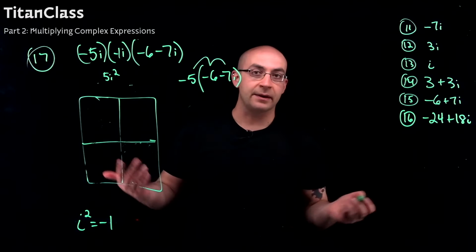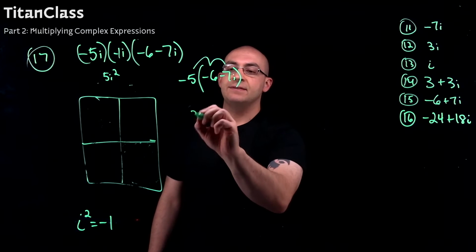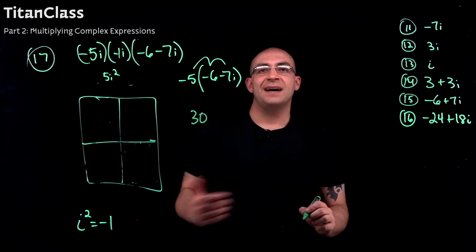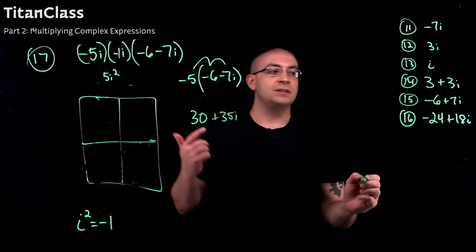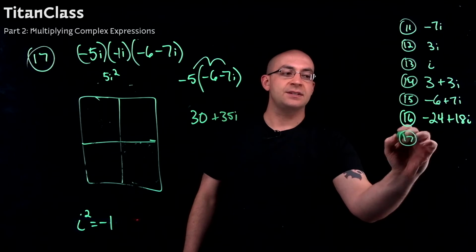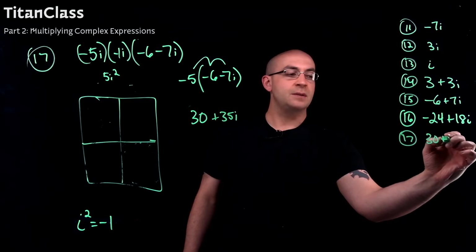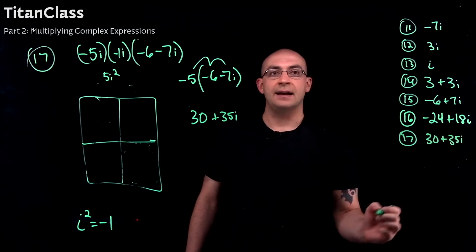So there is no area model necessary. Negative 5 times negative 6 is 30. And negative 5 times negative 7i is positive 35i. Done deal. Again, no area model necessary for this problem. So it's going to be 30 plus 35i. Okay?